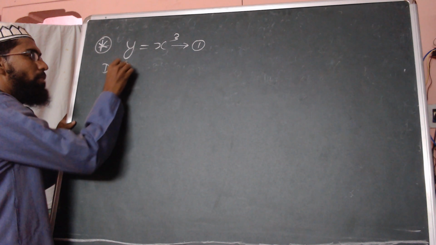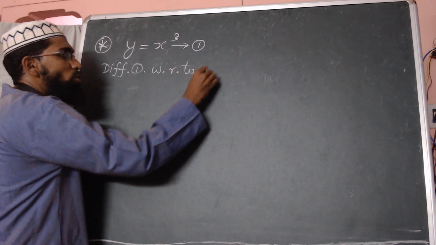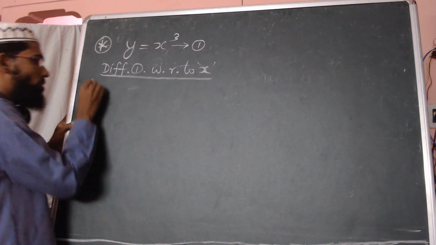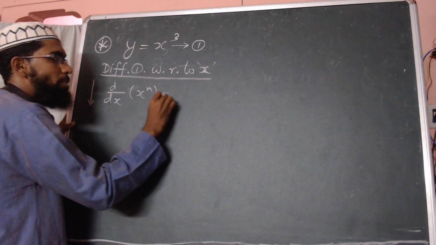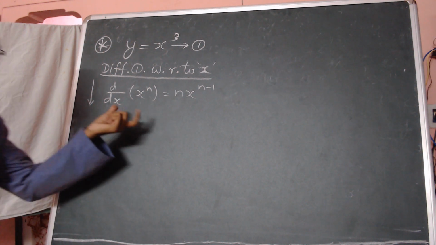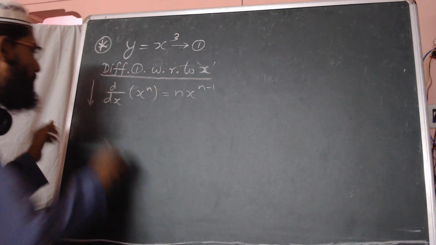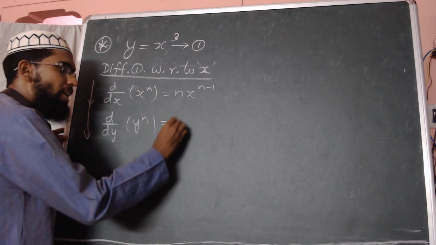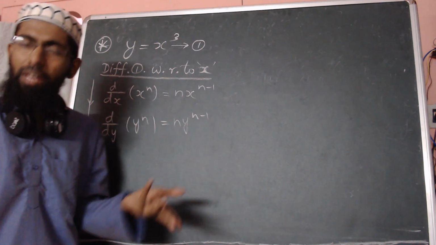Let me start with the normal procedure. That is, we'll start with respect to x. Differentiate equation 1 with respect to x. The only formula that we are going to use here is d dx of x power n, that is, the derivative of x power n is n into x power n minus 1. Not only can we use this formula for x, we can also use it for y, z. For example, d dy of y power n is n into y power n minus 1. We can use the same formula for z as well, for theta, for any variable, right?